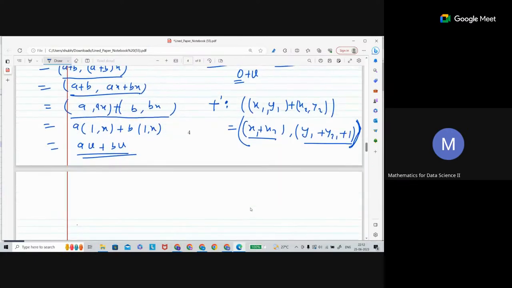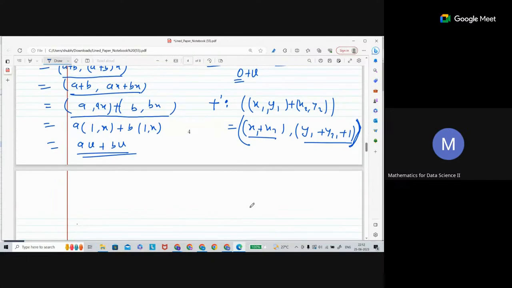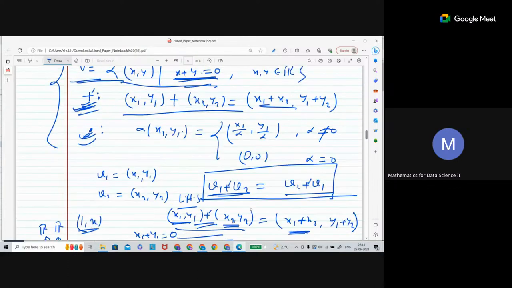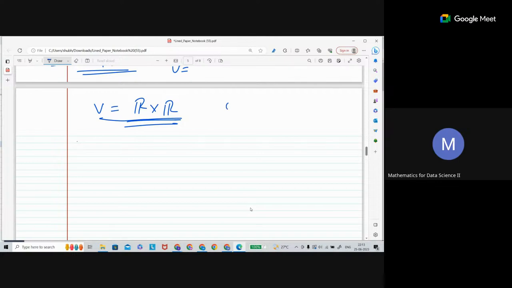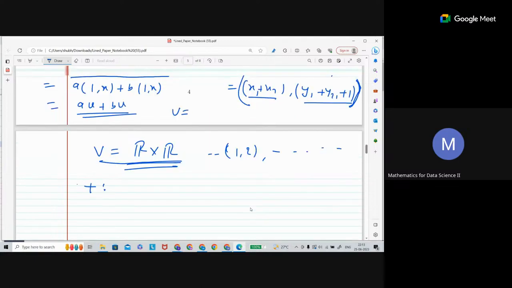Okay. Let me give you a different example. I'm taking the set V, which is actually R cross R, the whole thing. Previously V was this one with this condition, but now I am taking this one. V is R cross R, meaning any pair of real numbers. I am defining on this set the same operation as here.